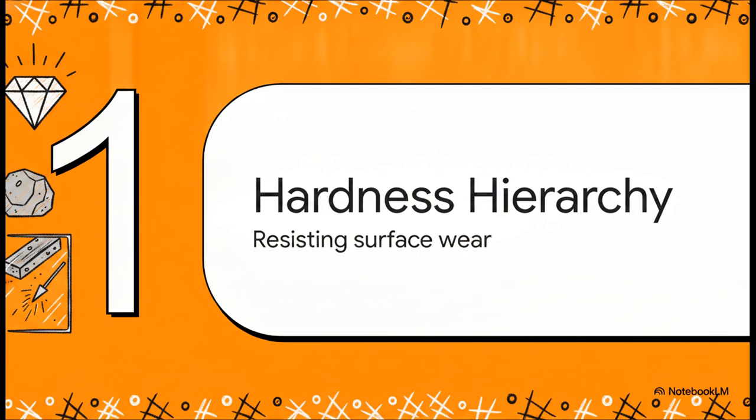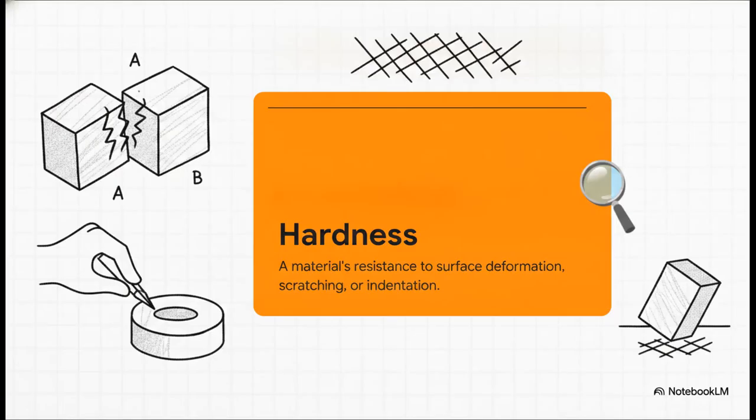Section 1. The hardness hierarchy. Resisting surface wear. Before we get into the actual rankings, we really need to nail down a clear definition. Because in materials science, hardness doesn't just mean, does it break when I drop it? That's actually something else entirely. Hardness is strictly defined as a material's resistance to surface deformation, scratching, or indentation.